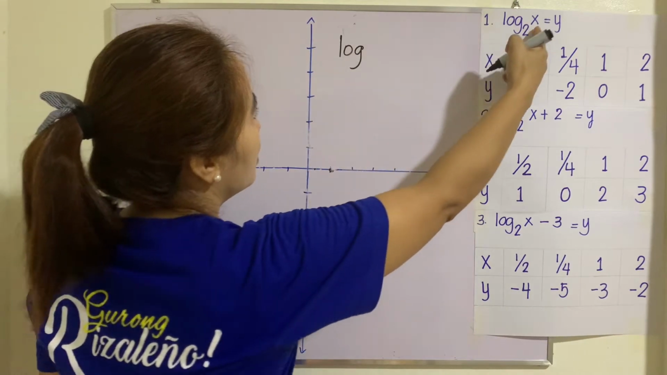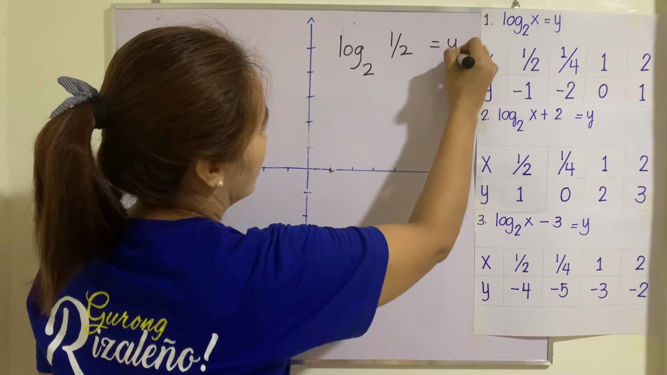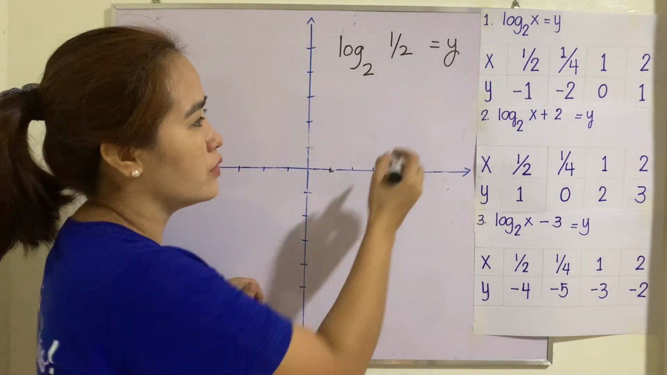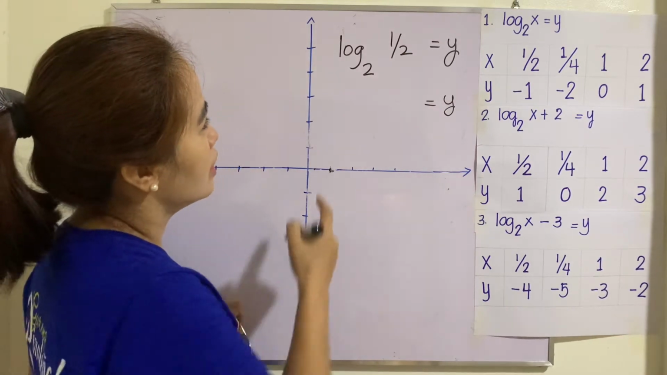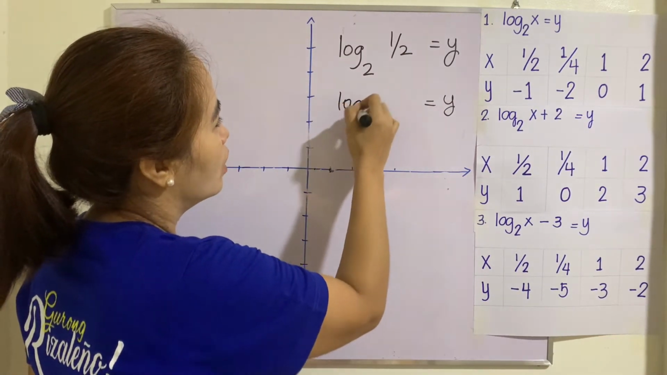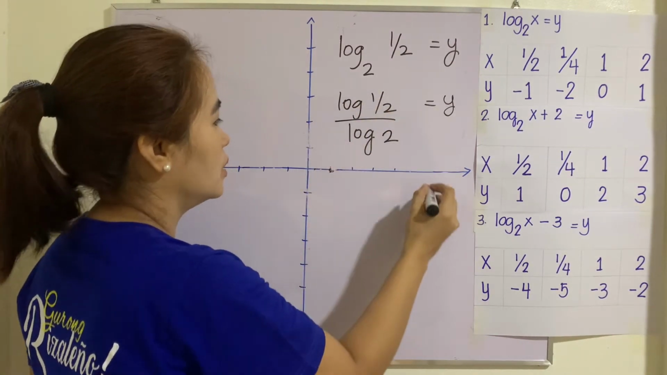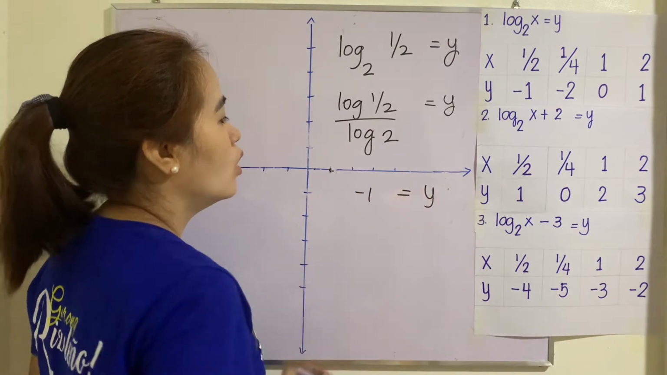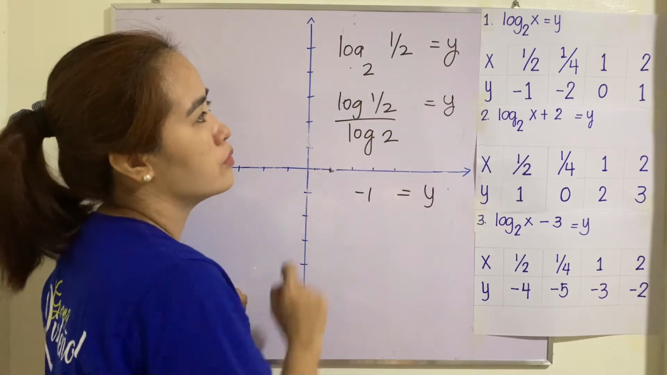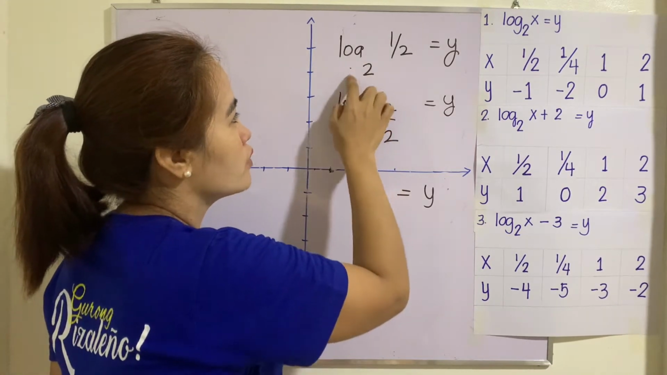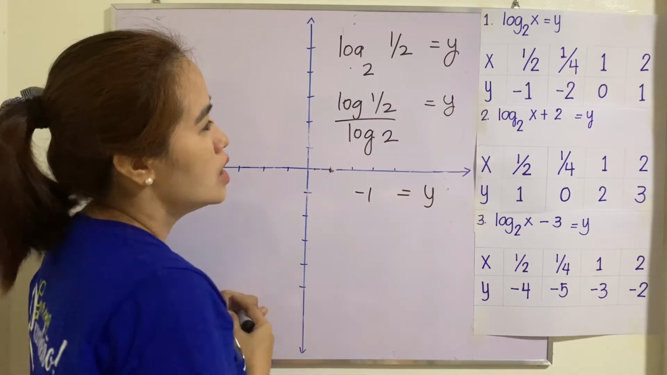Sample. Log of, I will replace x by 1/2 to the base 2 is equal to y. Okay, how do we evaluate this? You can use the change of base formula, that is you just divide log of 1/2 by log of 2. And you will be getting there -1. Or you just think of an exponent of 2 that is equal to 1/2. What must be the exponent of 2 that it will be equal to 1/2? And that is -1.